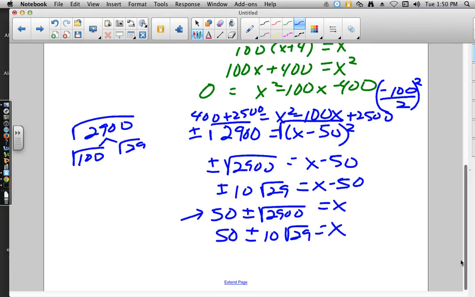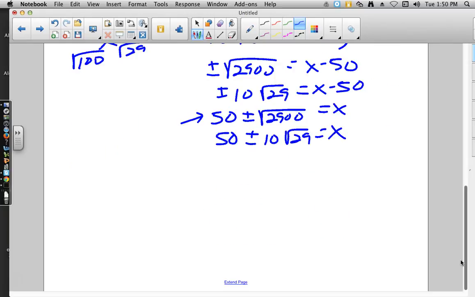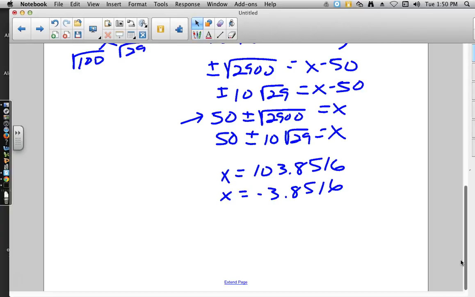So I would probably punch in this piece right here, and the two solutions that we get when you do addition, 103.8516, and when you do subtraction, negative 3.8516, which again, when you go back to the original, you will see that your negative is extraneous. We cannot take the common logarithm of a negative number.